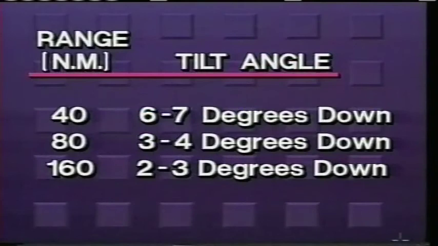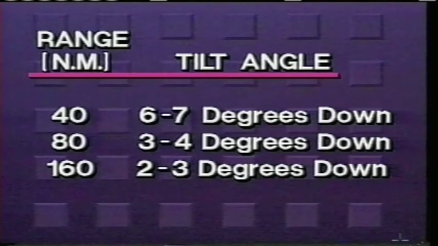When flying over water, where you cannot always be guaranteed an adequate ground reflection, the following tilt settings are suggested. At a range of 40 nautical miles, 6 or 7 degrees down. At 80 nautical miles, 3 to 4 degrees down. At 160 nautical miles, 2 to 3 degrees down.